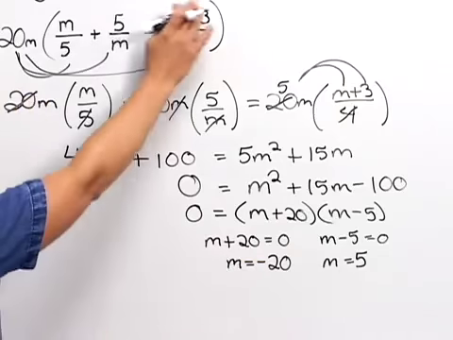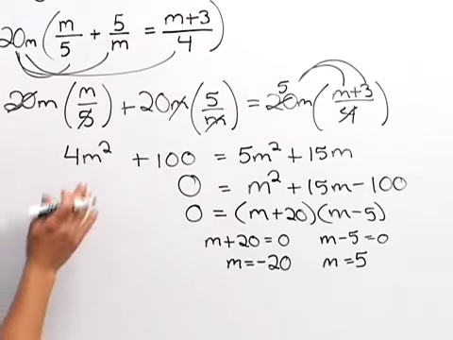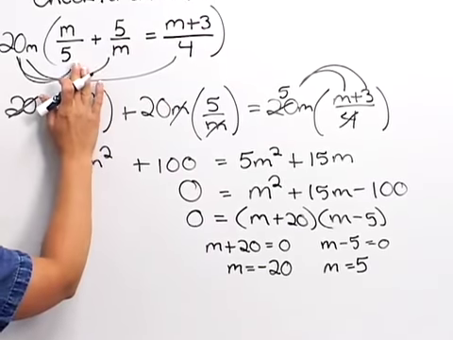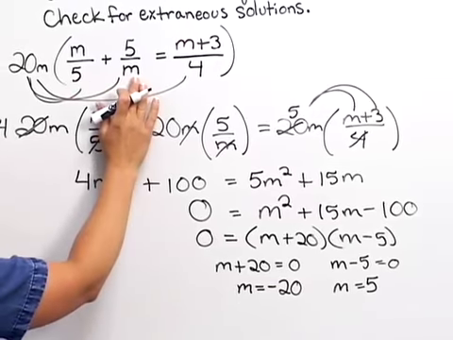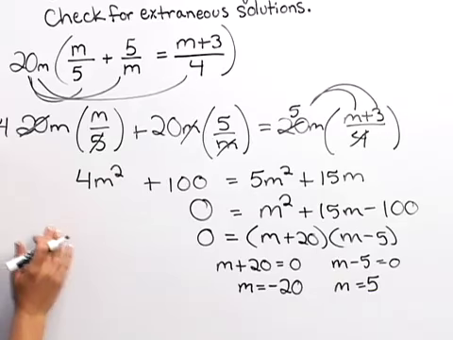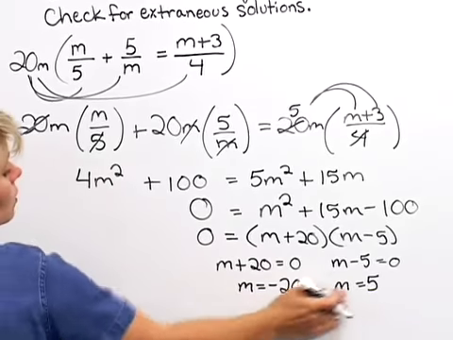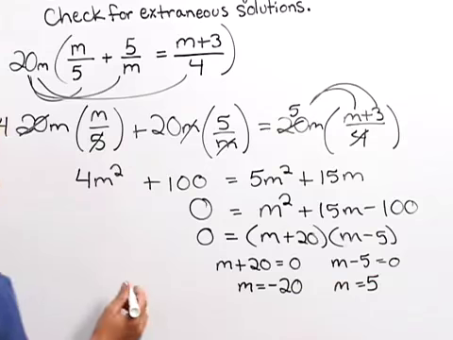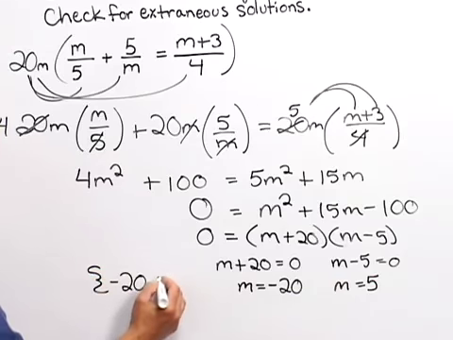Now we have to check for extraneous solutions in these problems. So we have to look at the original equation here and see if either of those answers would make a 0 in the denominator of any of these original rational expressions. And neither of them would, so negative 20 or 5 would work just fine. So our solution set is negative 20 or 5.